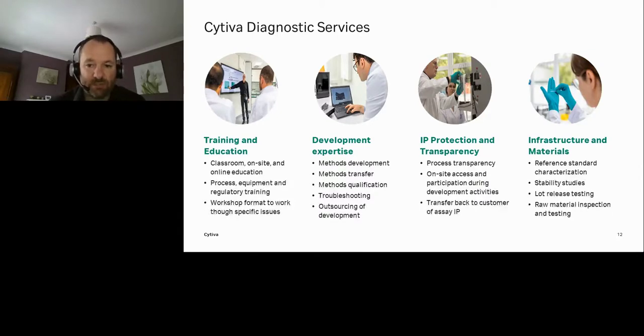The other two parts we bring, the IP protection and transparency. So, we're happy to share everything we're doing. It's a discussion, it's a collaboration, and we can talk through step by step what's next in the process, in agreement on how we proceed for each part of the process. If you're able to access the site, we can give full access to see what we do and work together doing development. Or if it's virtual, we can provide all the protocols electronically and have regular video calls.